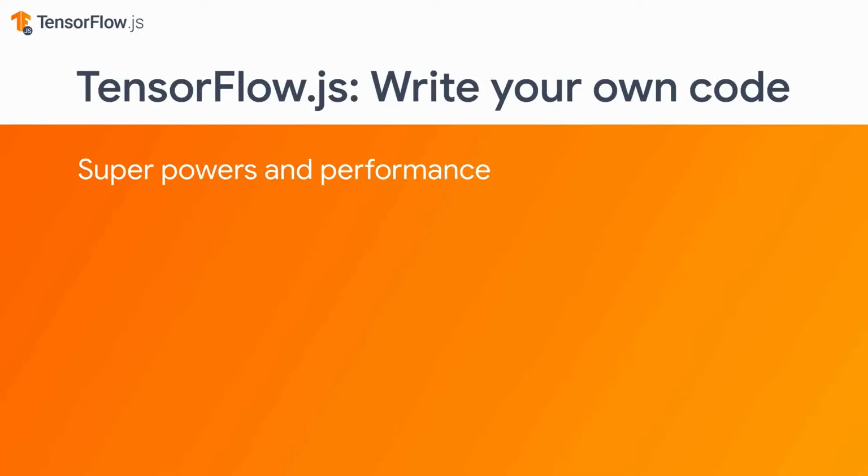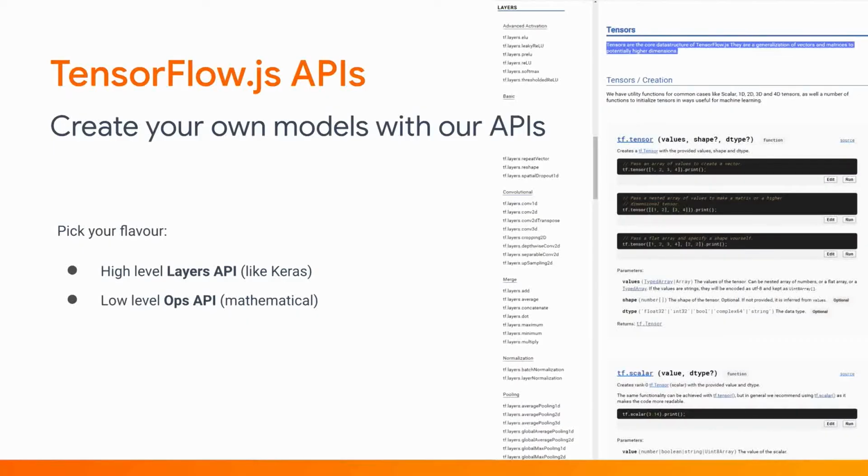Now, outside of pre-made models, you can of course write your own models from a blank canvas if you're familiar with machine learning. TensorFlow.js has two APIs you can work with. First is our high-level API known as the Layers API that's actually very similar to Keras. So if you've got experience with this in Python, you should feel very comfortable using this API. Next, we've got our low-level Ops API, which is more mathematical in nature and allows you to go lower level, allowing you to do things like linear algebra to bring pretty much anything you might want to life.